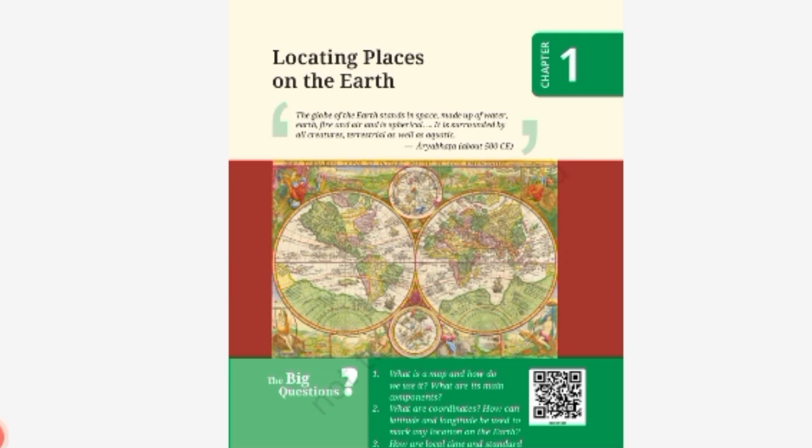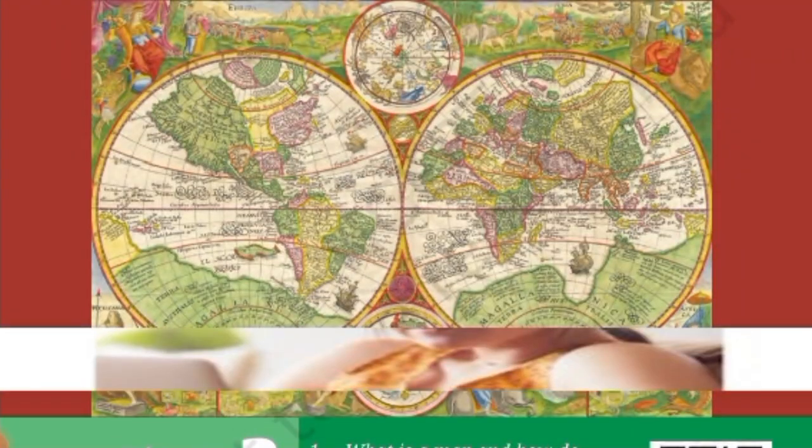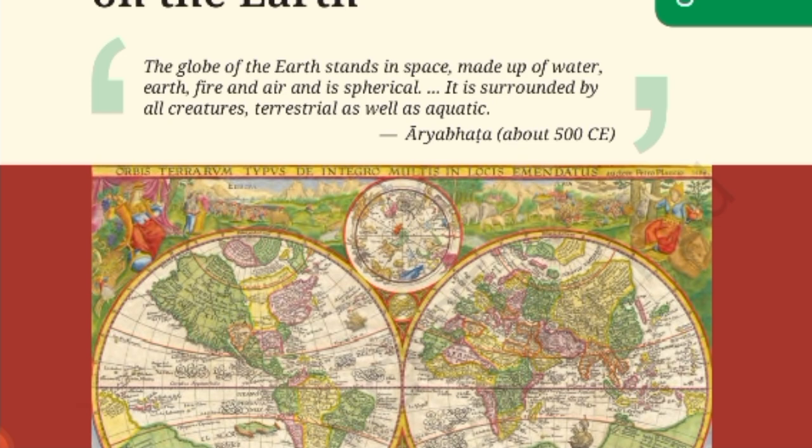So, in today's class, we are going to start chapter number 1, Locating Places on the Earth, for Social Science Class 6th. The very beginning of the chapter has something written. This was written by Aryabhatta about 500 CE. The globe of the earth stands in space made up of water, earth, fire, and air, and it's spherical. It is surrounded by all creatures, terrestrial as well as aquatic.